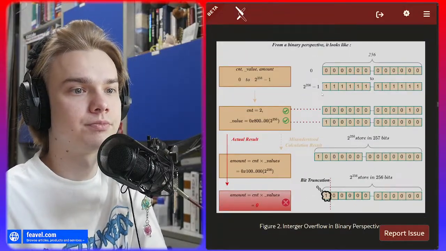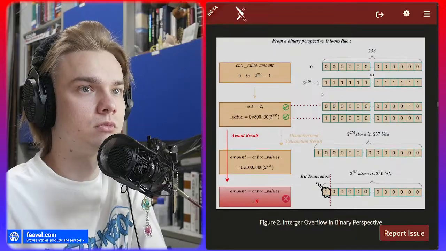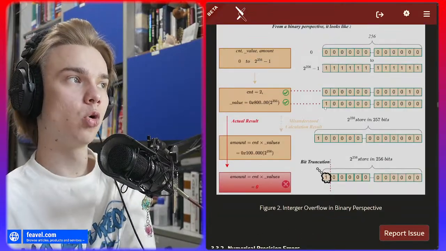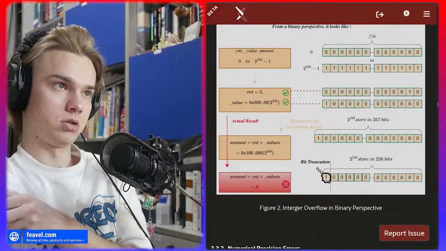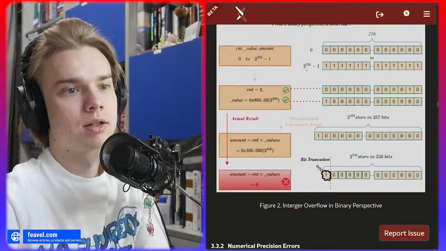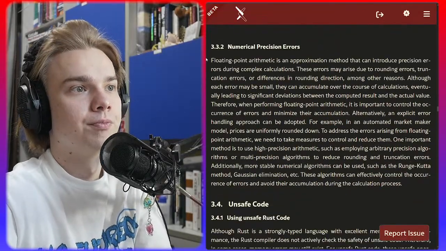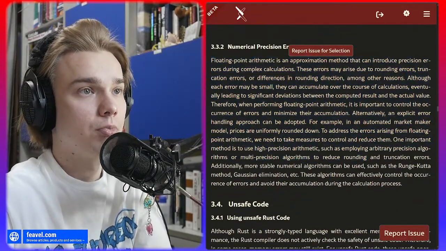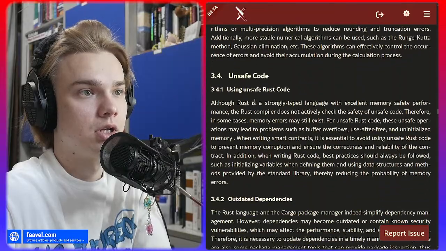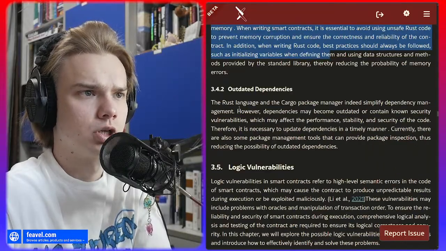So it's an overflow, like a classic overflow error. Numerical precision errors. Unsafe code. Okay.